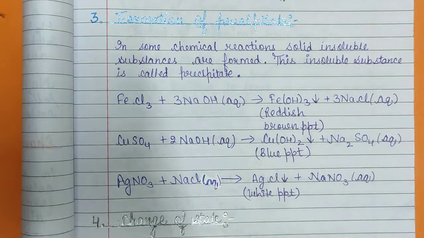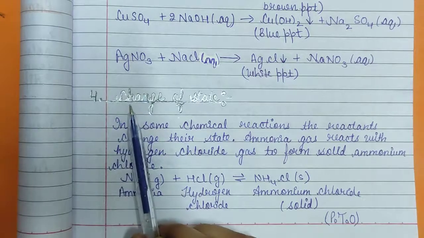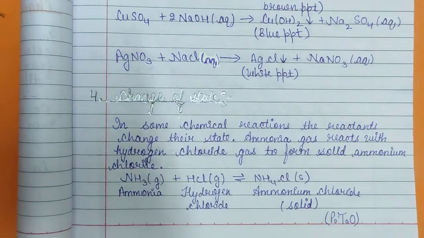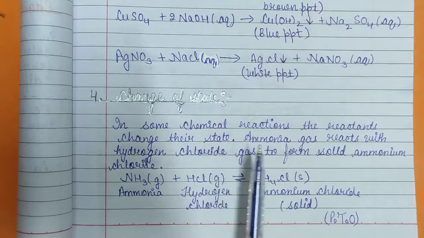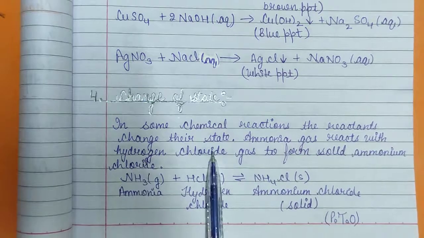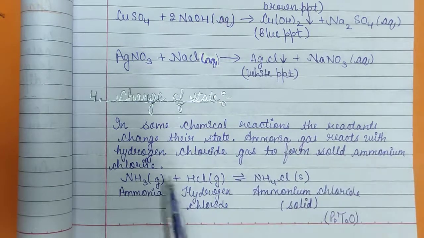Now, we will discuss the fourth characteristic, that is change of state. So students, in some chemical reactions, the reactants change their state. Ammonia gas reacts with hydrogen chloride gas to form solid ammonium chloride.